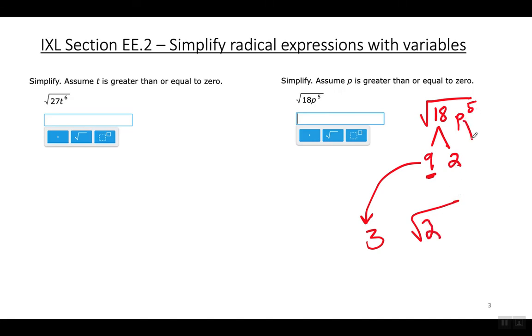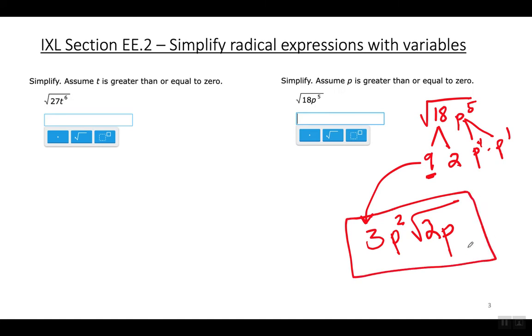P to the 5th power, the smartest way to break it up would be P to the 4th power times P to the 1st power. P to the 4th power, the square root is P to the 2nd power, because P to the 2nd times P to the 2nd is P to the 4th. And this P I could not do anything with, so it gets left underneath the radical sign, okay? So here's my simplified answer.